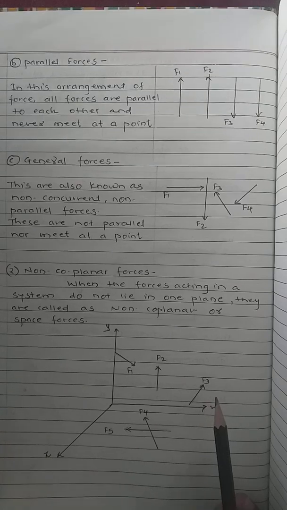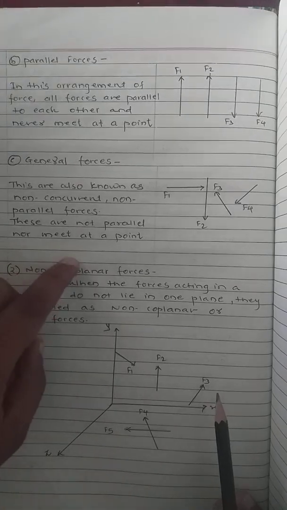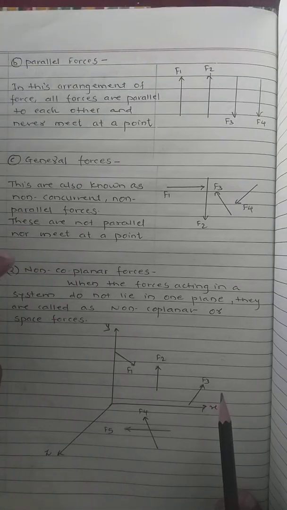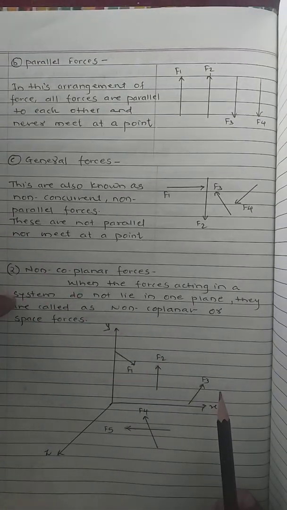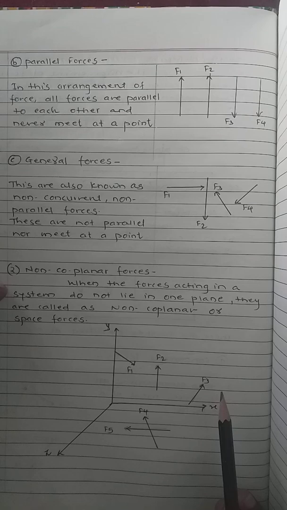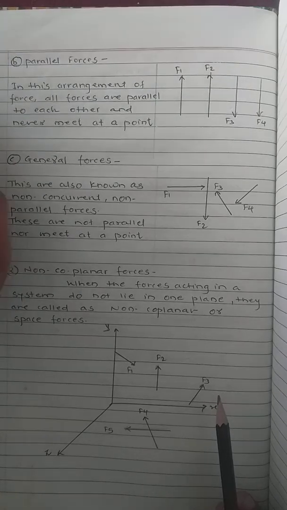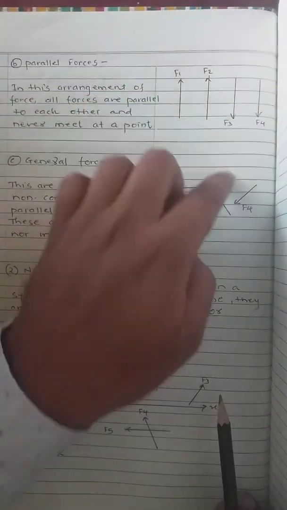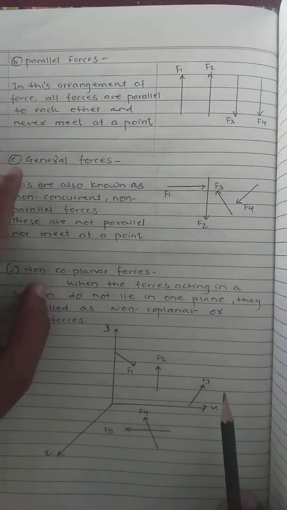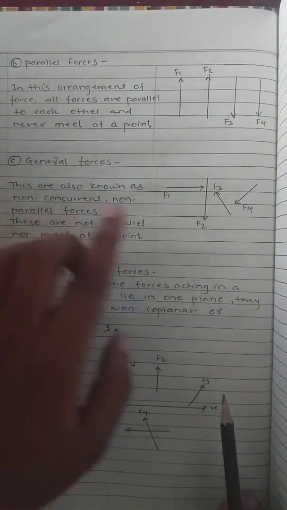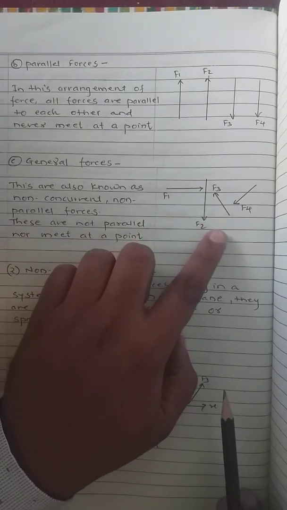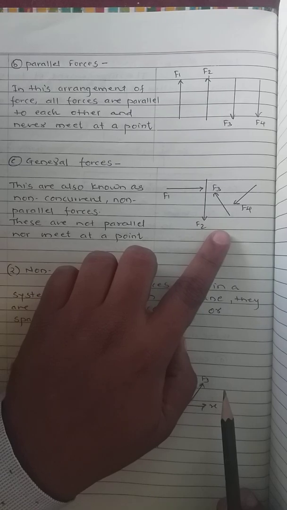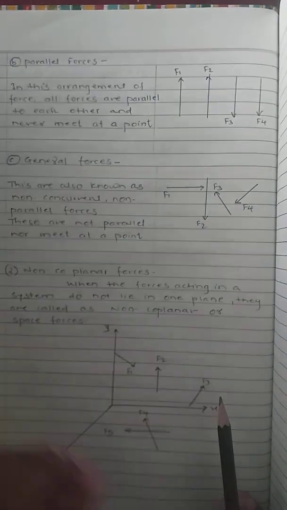Okay, so let us revise. The types of force systems are coplanar forces and non-coplanar forces. Under the coplanar forces, we have three types: concurrent force system, where all the forces meet at one particular point; parallel force system, where all the forces are exactly parallel to each other; and the third one is generalized force system, where the forces are not parallel and do not meet at one particular point. That's why these are called generalized forces.